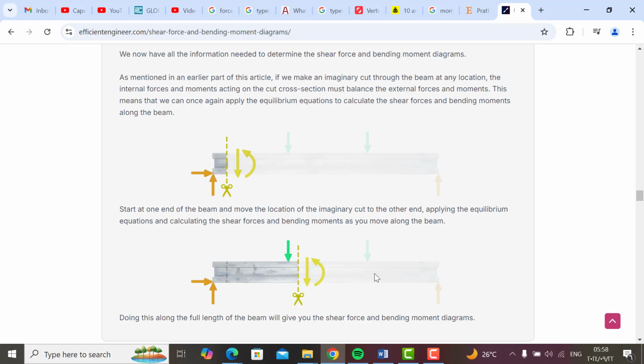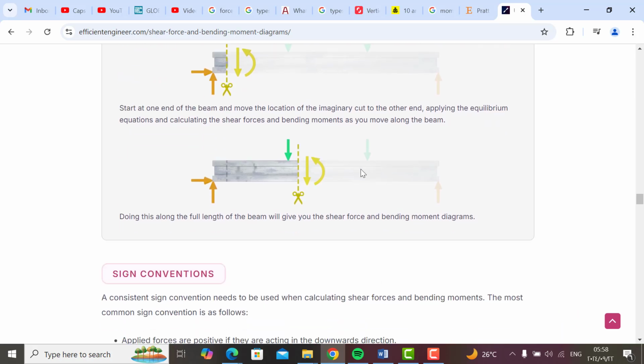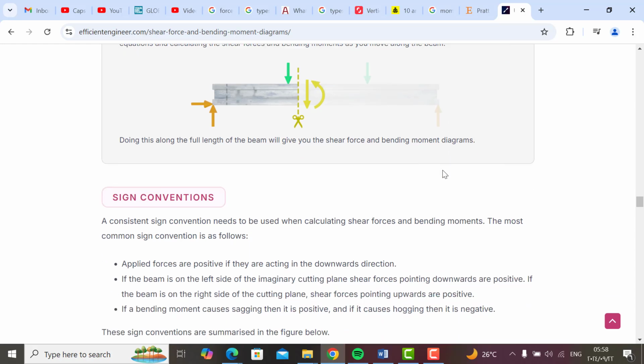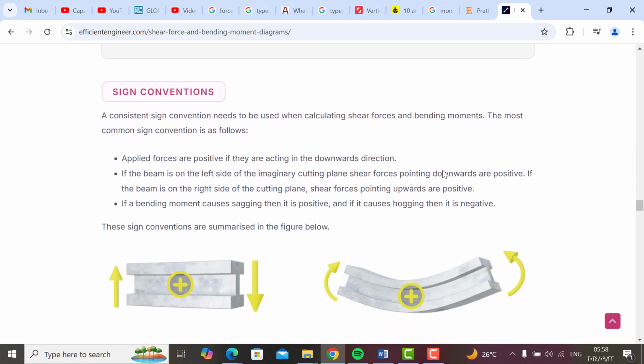And then in the third point we go here and repeat, calculating the vertical force or shear forces and the bending moment, until we reach the other end, and then we complete this. So this is a bending.